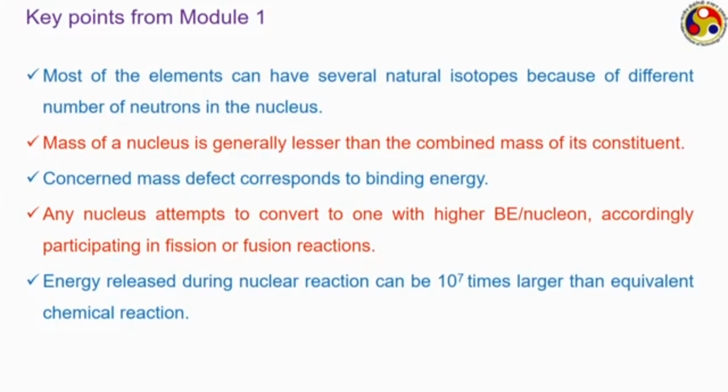Accordingly, they can participate in fission or fusion reactions, and finally, the amount of energy released during a nuclear reaction can be 10 to the power 7 times larger than an equivalent chemical reaction, which substantiates the importance of nuclear reaction as a source of power generation. So, that is the end of your module 1.